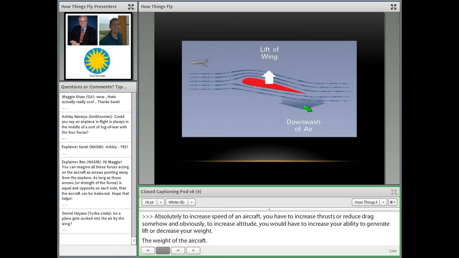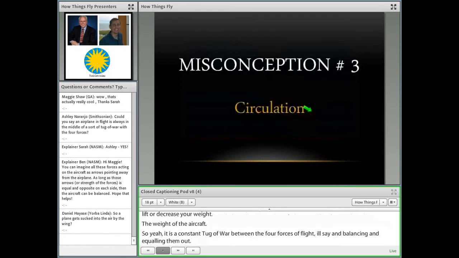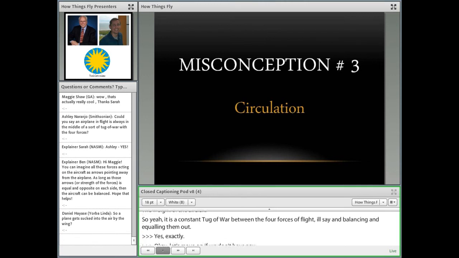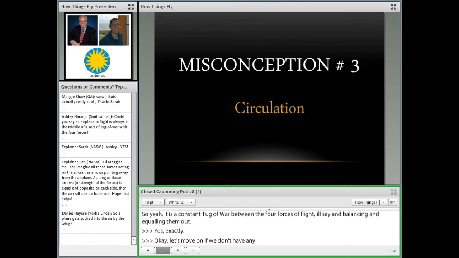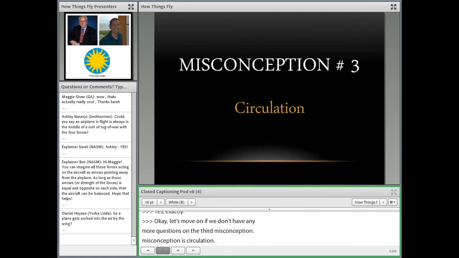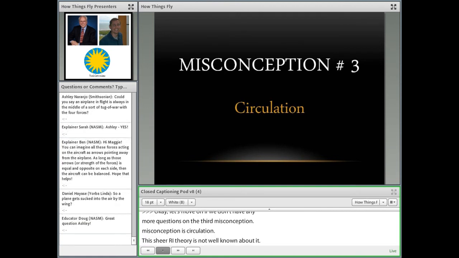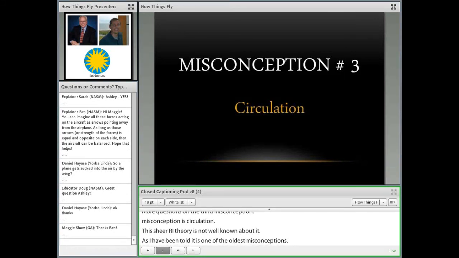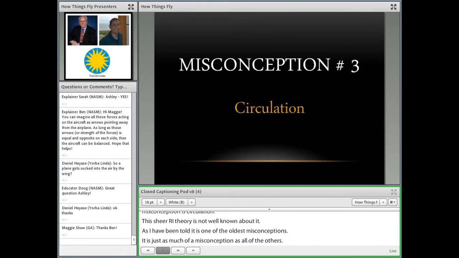Okay, let's move on, if we don't have any more questions, on the third misconception. The third misconception, circulation. This theory isn't that well known either. I actually didn't know about it until I came to work at the National Air and Space Museum. But as I've been told, it's one of the oldest misconceptions, but it is just as much a misconception as all of the others. So, Dr. Anderson, can you explain again what's going on in this theory and why it's not the cause of lift?